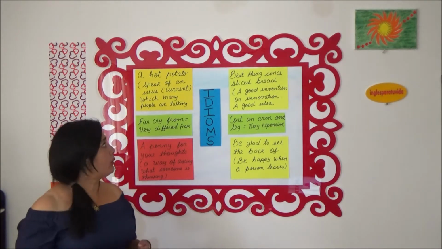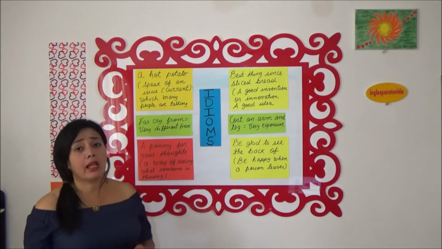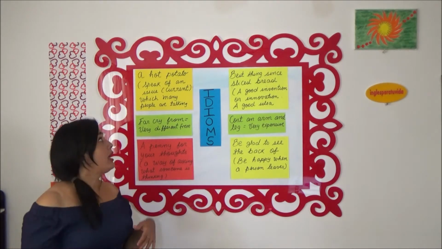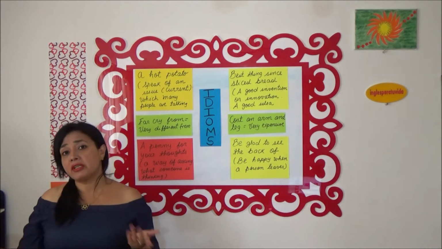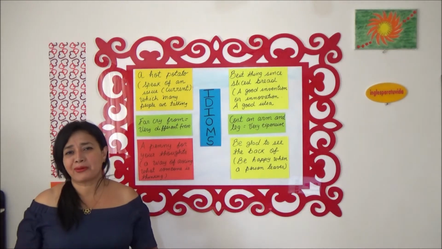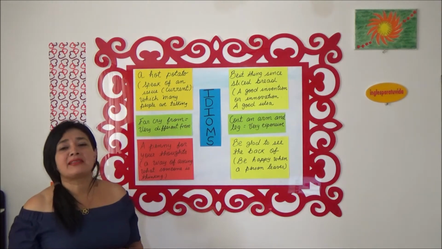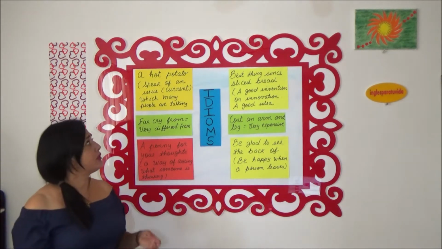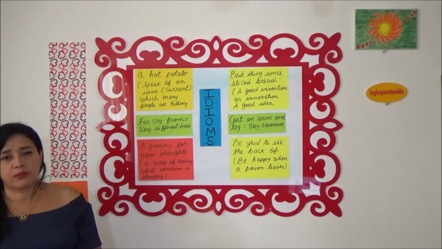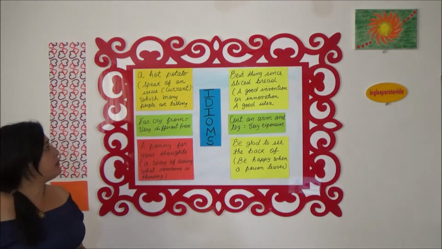For example, a word like hot, which means high temperature, and potato, which is a vegetable, have nothing to do with each other, unless you are talking about cooking. But it has a different meaning when we are talking about idioms. For example, a hot potato. What does a hot potato mean?